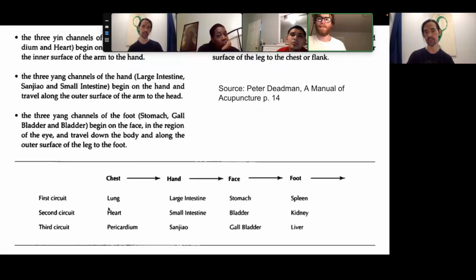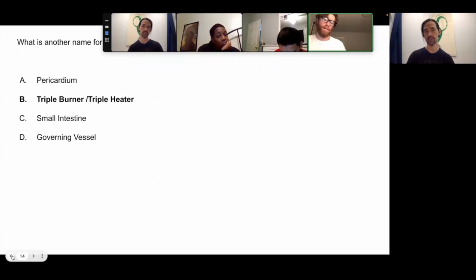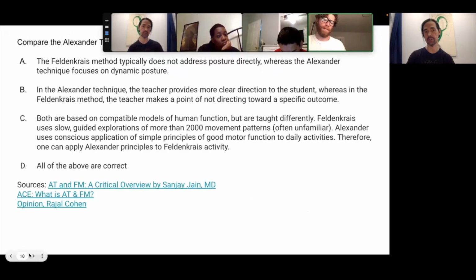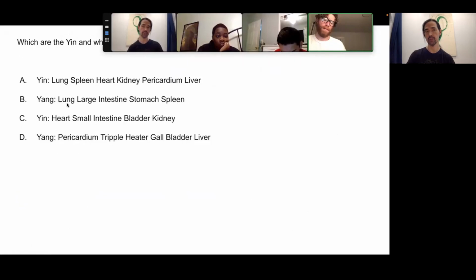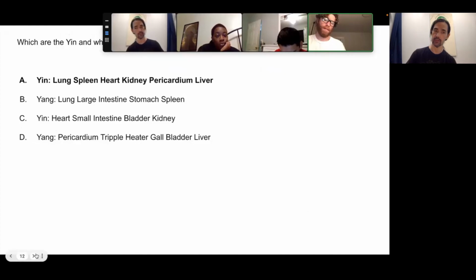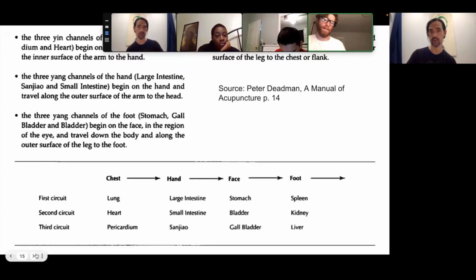So let's look at this thing here. This is the same circuit that we saw earlier when we saw this question here, right? That starts with lung, goes to spleen, starts with heart, goes to kidney, starts with pericardium, goes to liver, starts all over again at lung. So this is from Peter Deadman, A Manual of Acupuncture.